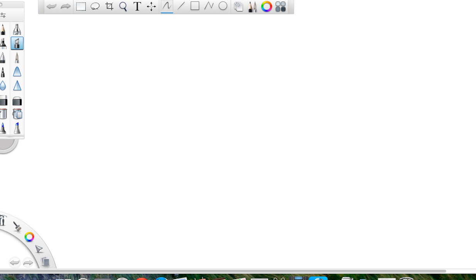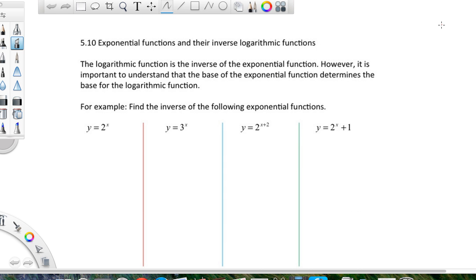Okay, sorry about that. 5.10 exponential functions and their inverse logarithmic functions. So we've spoken about logs and exponentials being inverses. You do need to understand that each base, so here's a base 2, each base has its own logarithmic function that is tied to it.